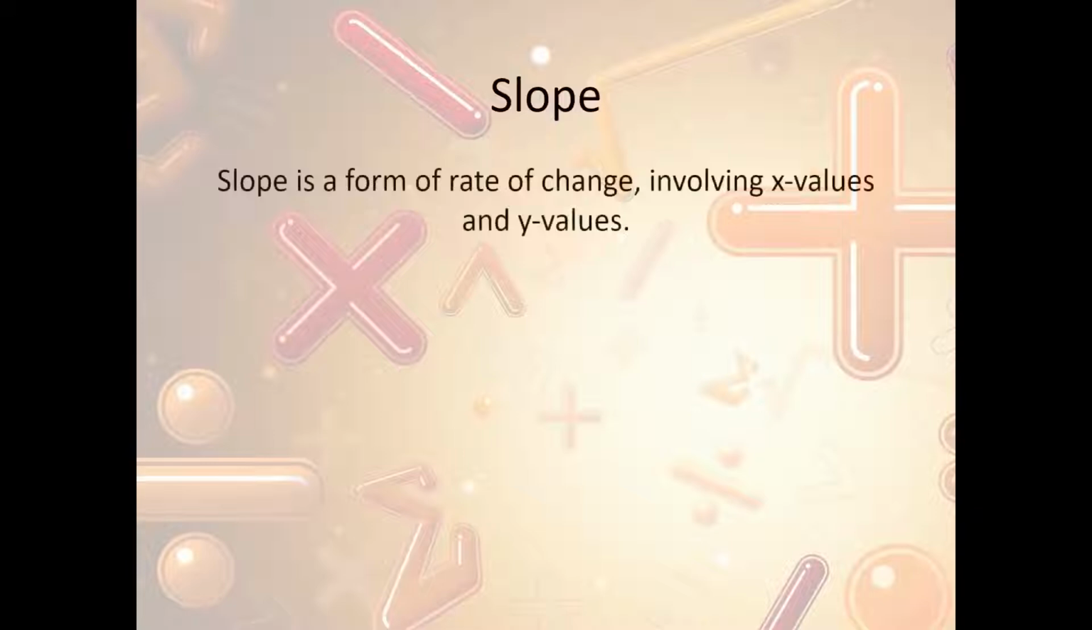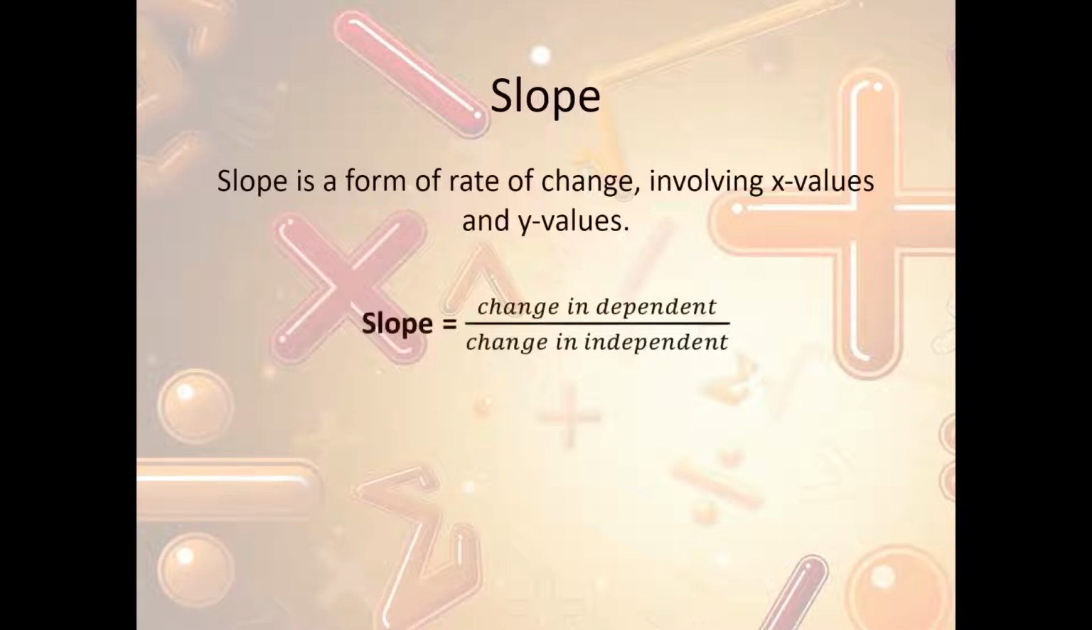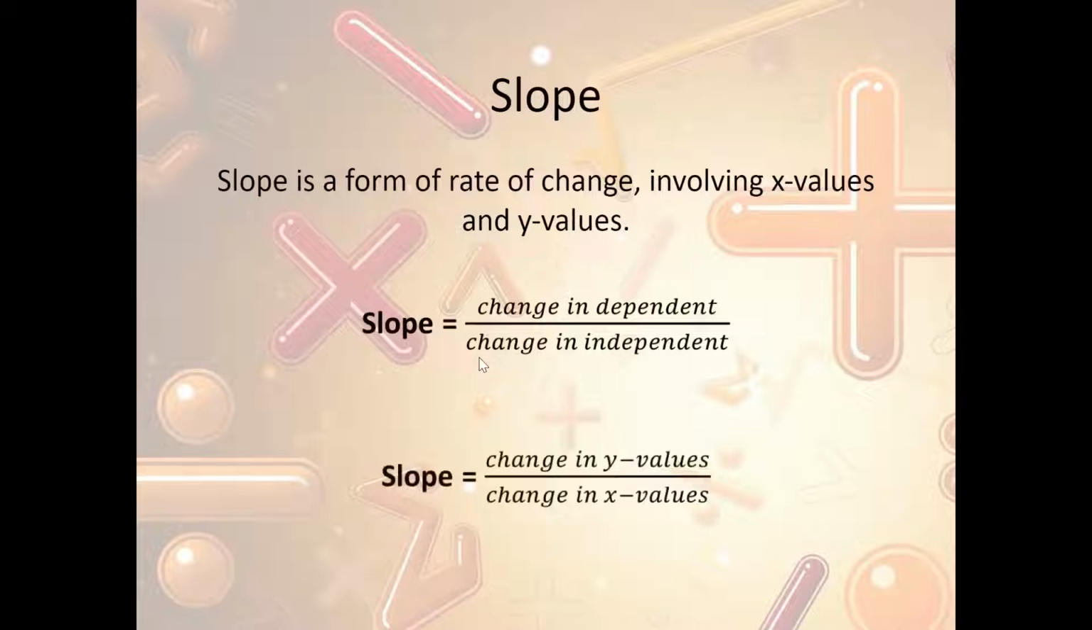Slope is a rate of change involving x values and y values. Slope is known as being the change in the dependent variable over the change in the independent variable. Now what does that really mean? That really means that slope is the change in the y values over the change in the x values. So it's always y over x.